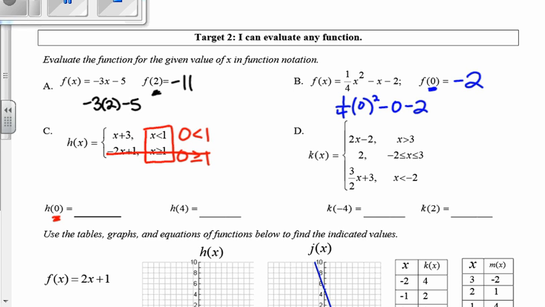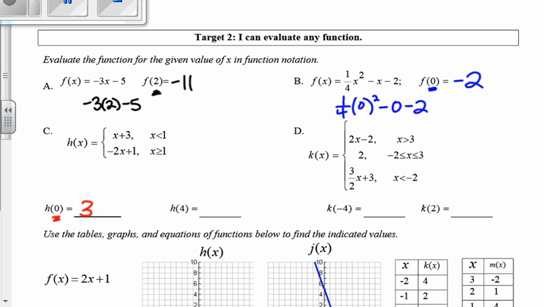So because it made the top inequality true, we're going to plug it into the top equation. So we're going to do 0 plus 3. And so our output is 3. So notice there we ignored the complete second half of that equation. And then we're going to start again once we have a new input value.